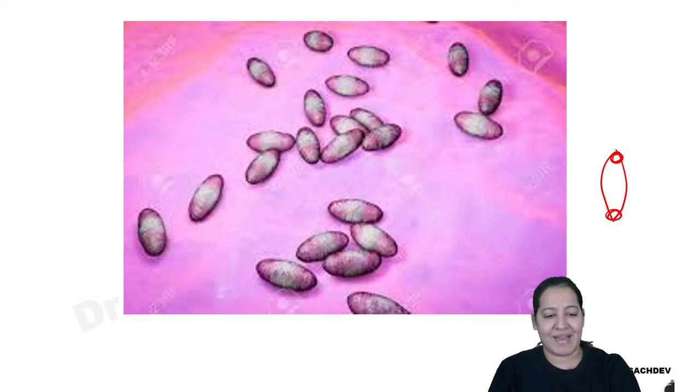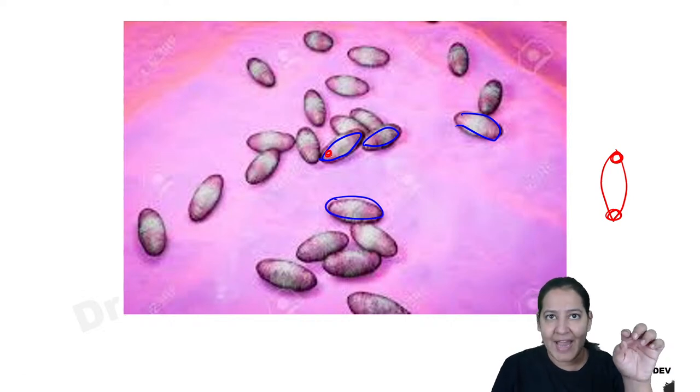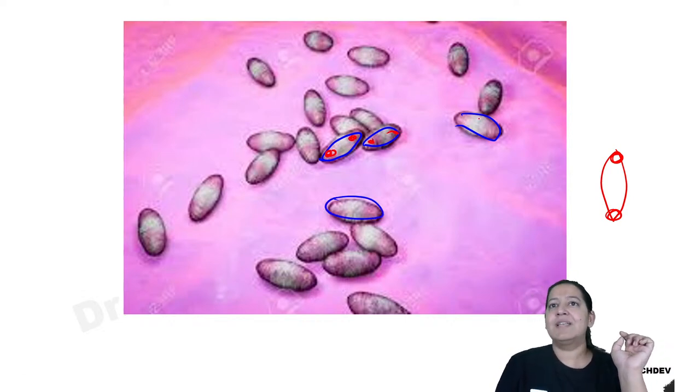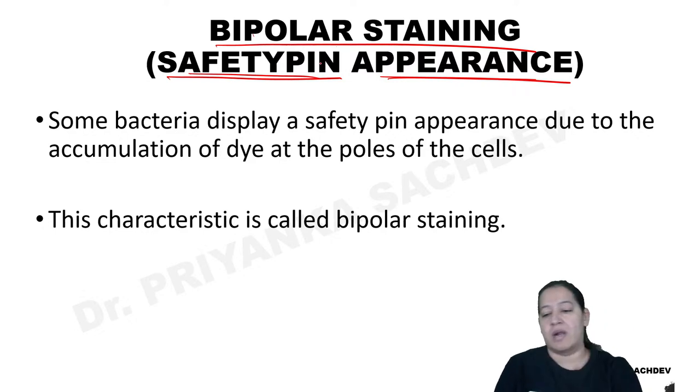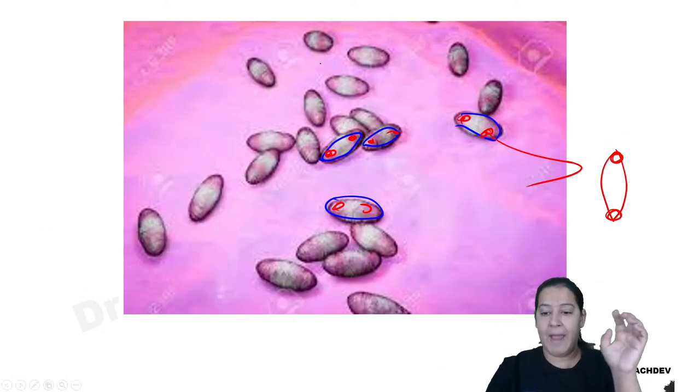So can you see, this is a bacteria. In the bacteria, the stain is accumulated at the poles. So it is looking like a safety pin. That's why it is known as safety pin appearance or bipolar. The stains are at the poles, bipolar.